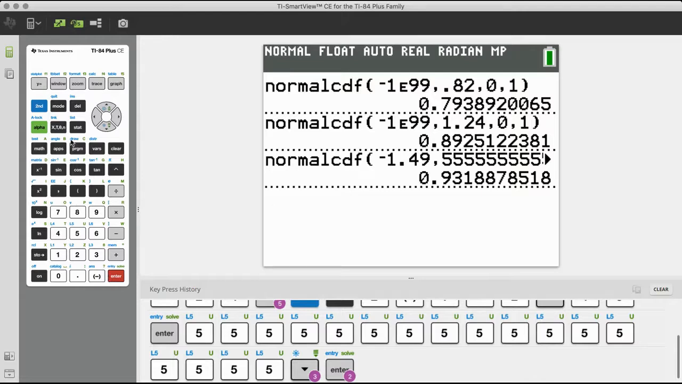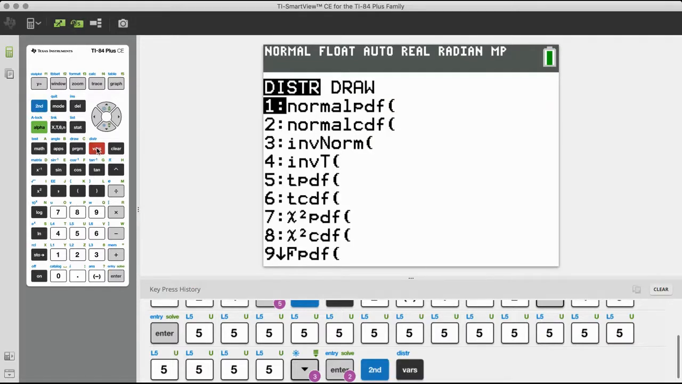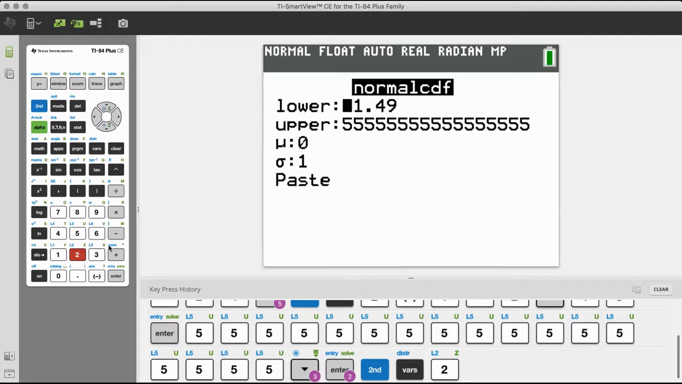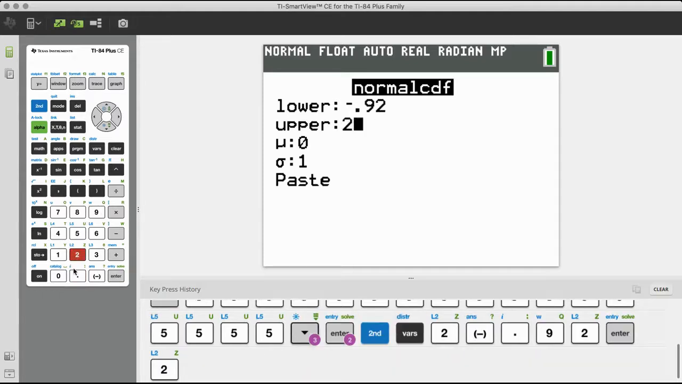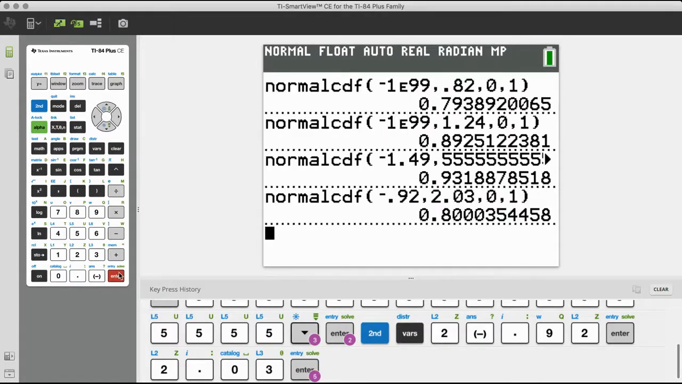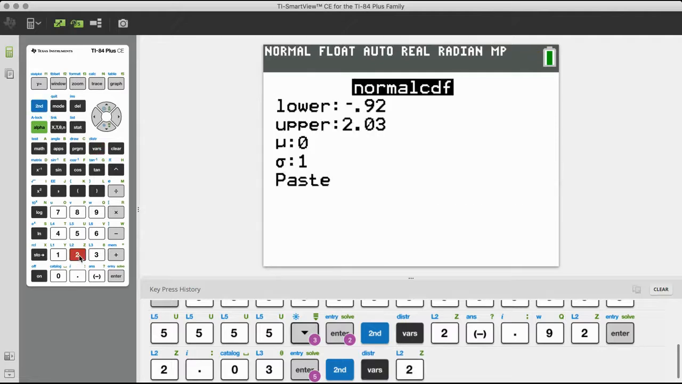Okay, now on D, these are actually the ones I like the best. And the reason I like these the best is I can very easily see the lower limit of negative 0.92. And I can also easily see the upper limit of 2.03. The mean, standard deviation don't change, and you get a probability here to 4 significant digits of 0.80000. And then for part E, again, approach the exact same way. Since you know the lower is 0.67, and you know the upper is 1.59.